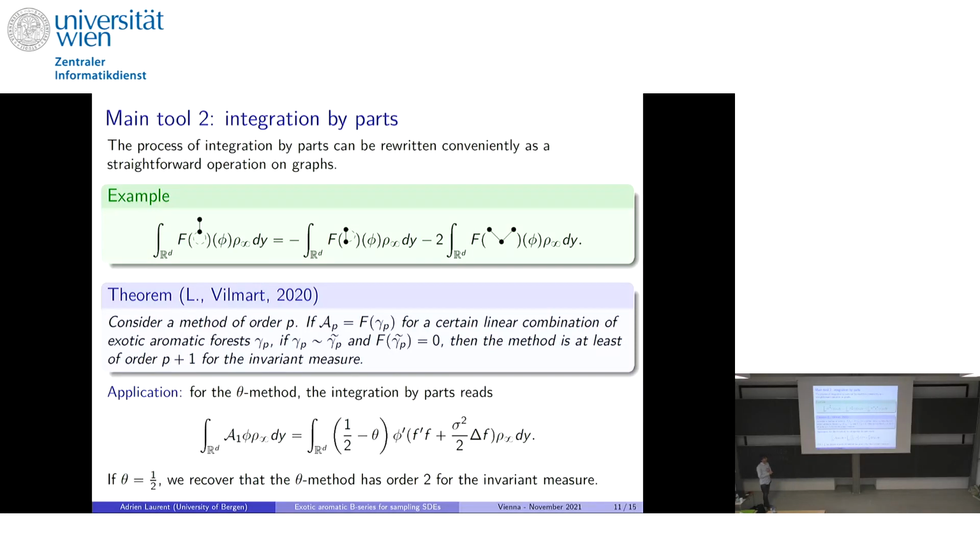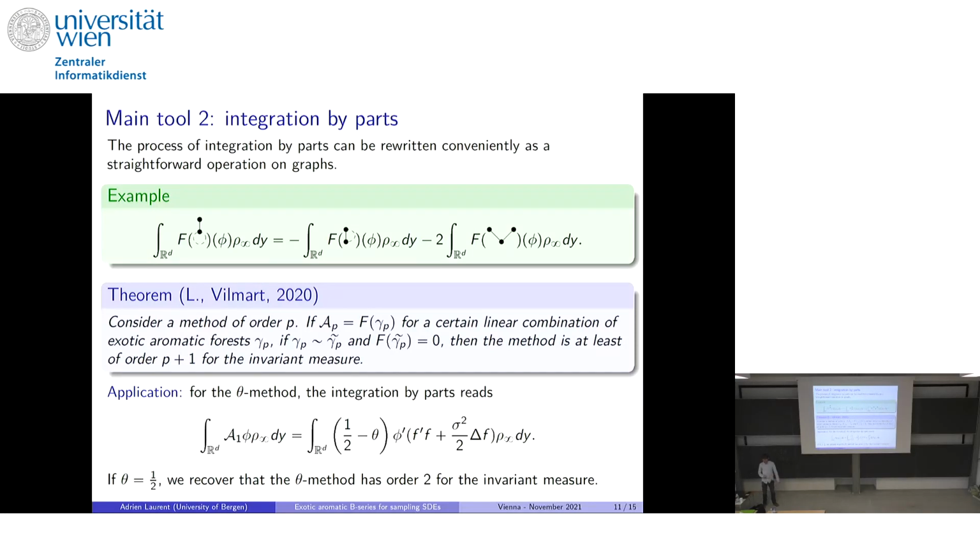For our example, we can perform the integration by parts, and we find this integrator. So this operator has order 2, and this one has order 1. We integrated by parts, we lost an order. And so you see that if theta is equal to 1/2, this is equal to 0, and so we have order 2 for the invariant measure. All right? So, okay, this is a nice formalism.